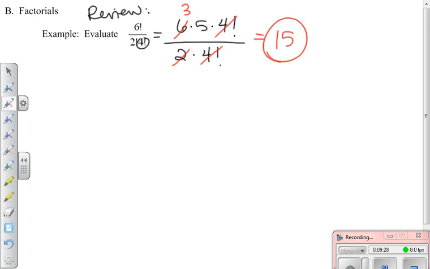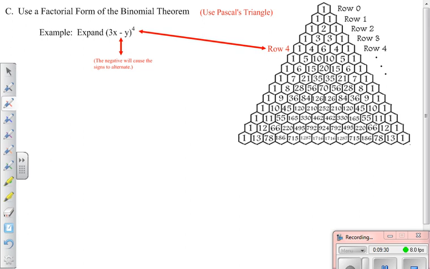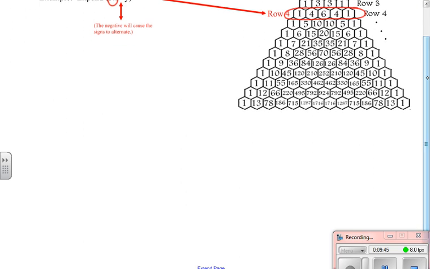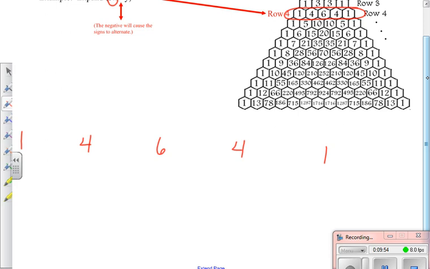But let's go to a more complicated expansion. The key here is that this is one term, so you're going to have to use parentheses. So we are at row 4. Prior to this, we haven't had any coefficients, and this is where things are going to change a little bit for us. And again, the parentheses are everything. I had a negative, so that means I start positive, negative, positive, negative, positive.